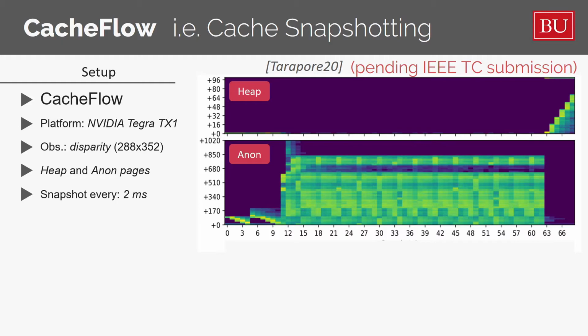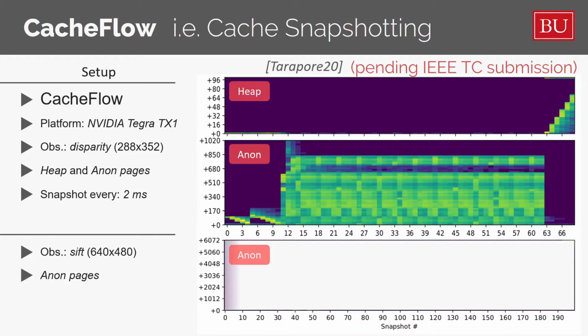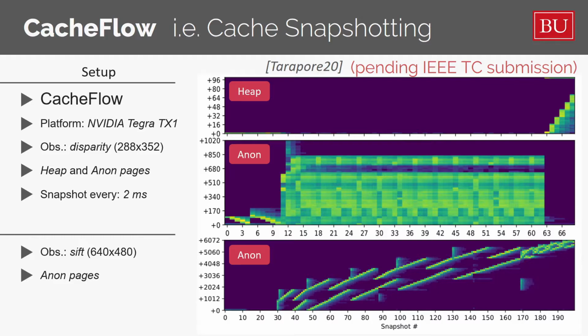And then what we can do now is compare, for example, two applications. Here we have conducted the same type of analysis on another benchmark of the same suite. And we look only, for example, at anonymous pages for the sake of space. And you can see that there's a stark contrast in the way this new application uses its memory resources. Okay, so this is a way to extract a lot of information about how the application interacts with the cache.